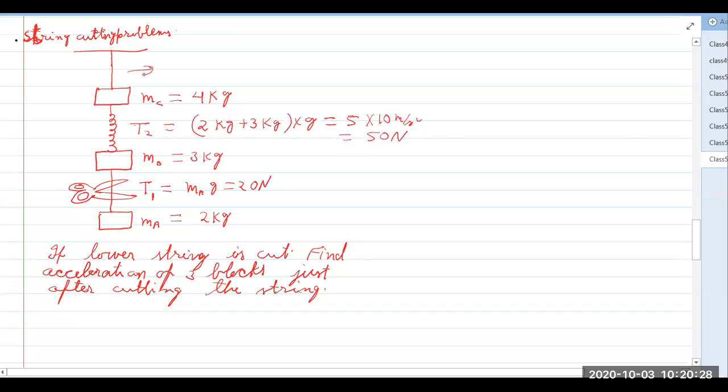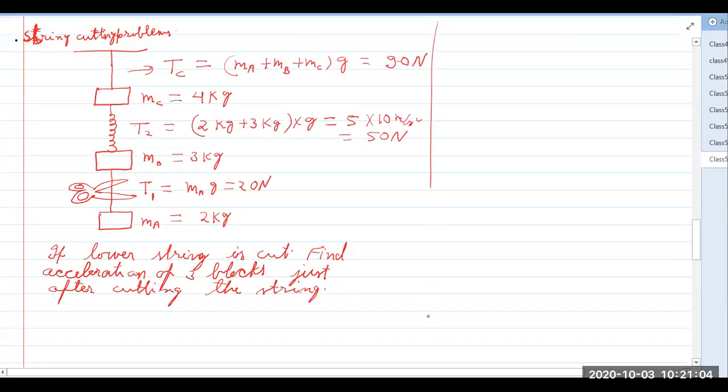And similarly, in this one, the tension is how much? Here, if you write TC, the tension will be equal to MA plus MB plus MC, into g. So it will be how much? It is 2, 3, 4. So total is 9. So 90 Newton. Okay, so 90 Newton is here. After cutting the string, this one will become 0.